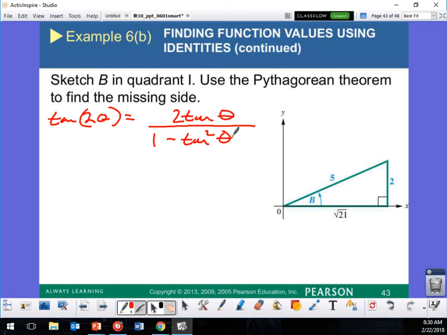All right, so this is going to be 2 times. Now let's clean up my tangent. We know tangent is y over x, right?